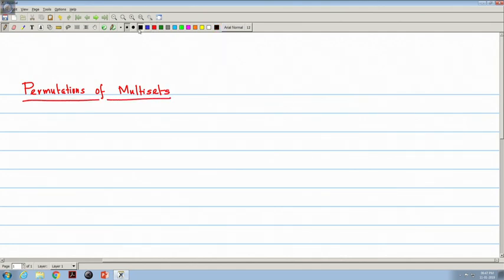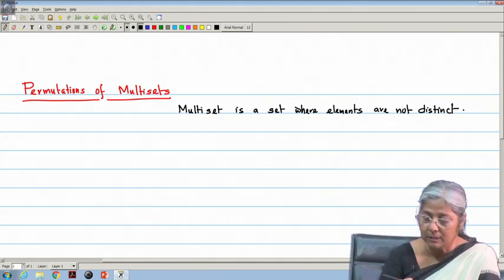So, a multiset is a set where elements are not distinct. If elements are not distinct, in other words I can say that elements are with repetition, that means a set with the repetition of elements, that we can call a multiset.